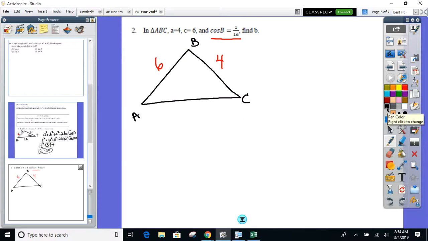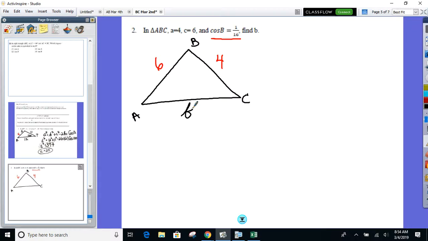And we're looking for side b, right? I always want to talk first about why law of sines isn't going to cut it. Why isn't law of sines going to cut it? I don't have an angle to plug in. I need two angles for law of sines, and I don't even have one of them. And what did I give you in the problem? Cosine of B, right? So maybe use law of cosines if I gave you a cosine value.